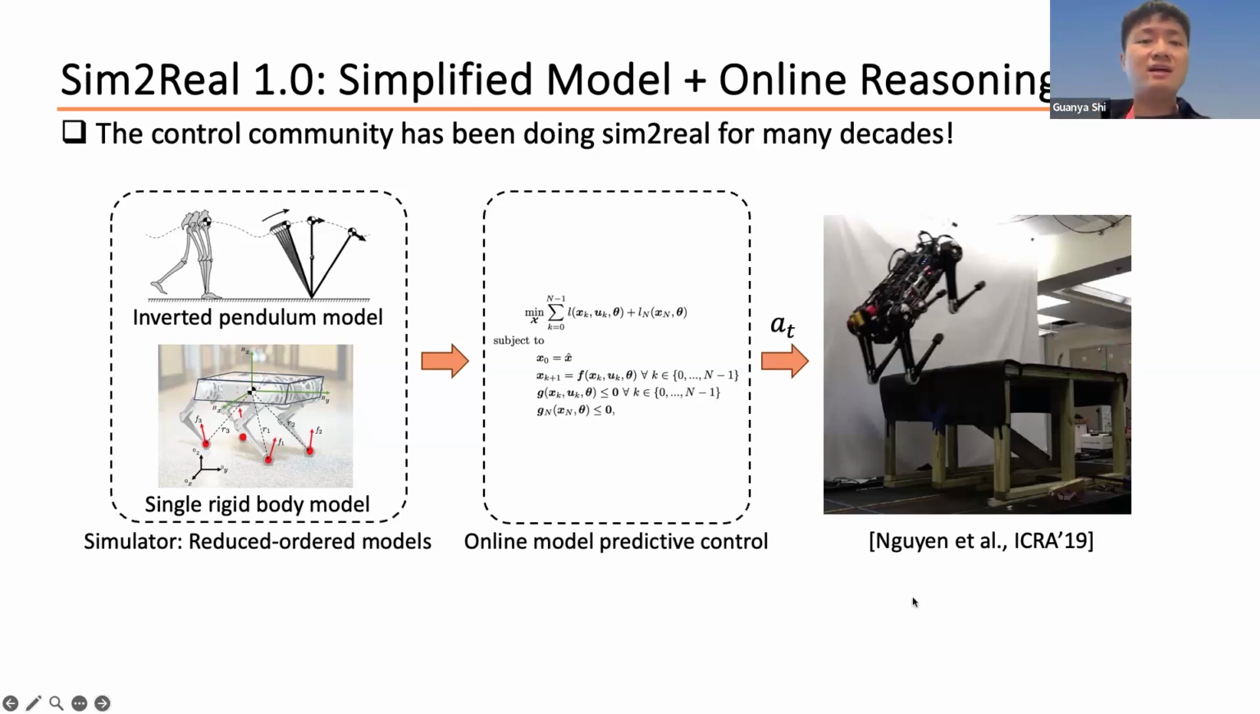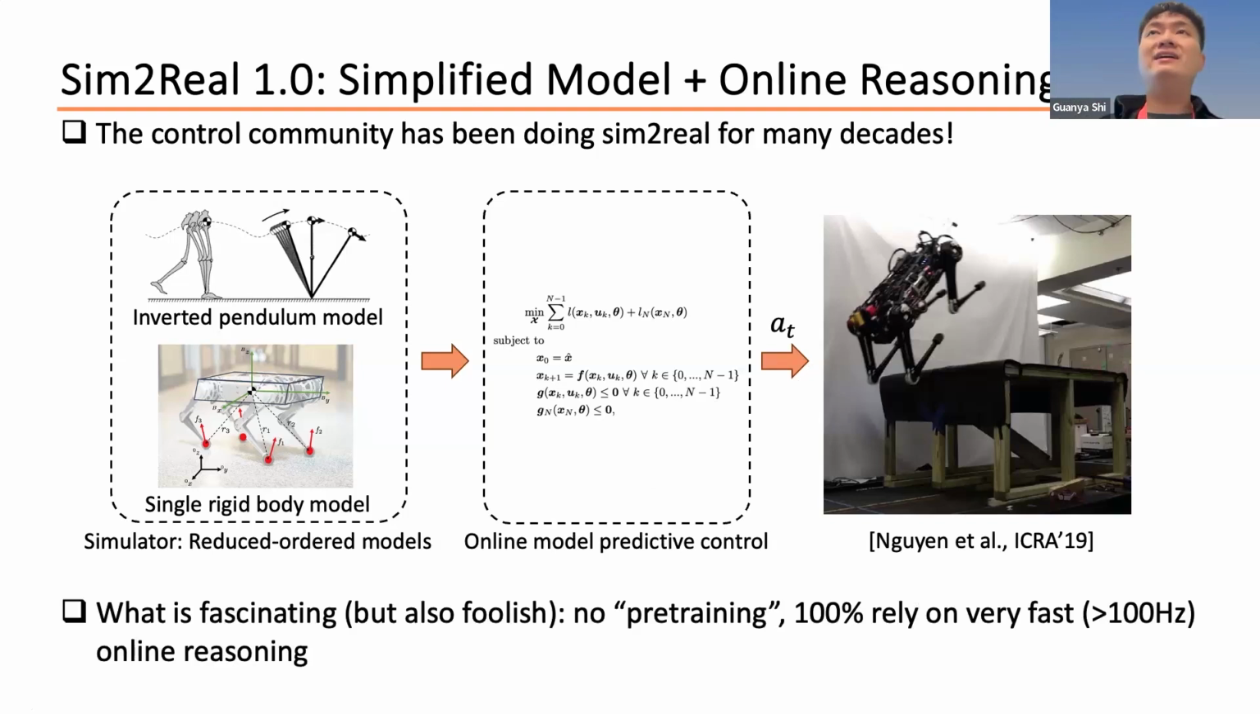If you think about this logic, I feel this is very fascinating, at least to me. There's no pre-training. This procedure 100% relies on very fast online reasoning, because you need to solve an optimization problem in real time at very high frequency. It's super fascinating, at least to me. But simultaneously, it's also a little bit foolish because it's so different from language models or vision, right? There's no pre-training. So every time you encounter a new scenario, you need to solve the problem from scratch.